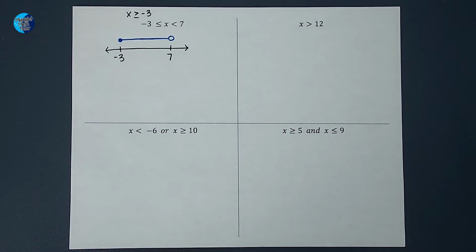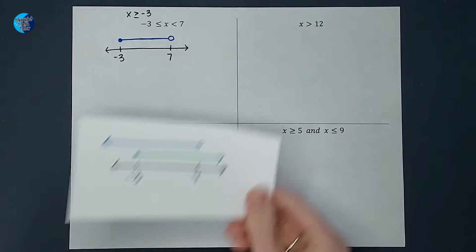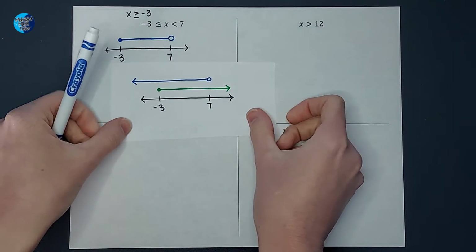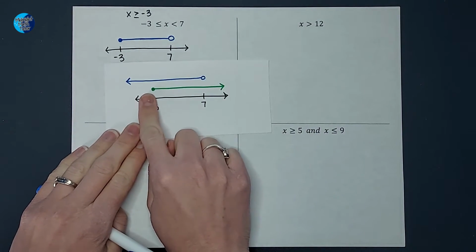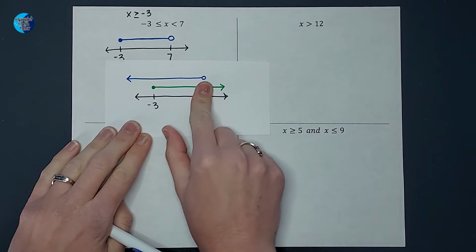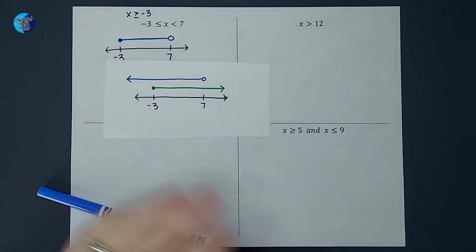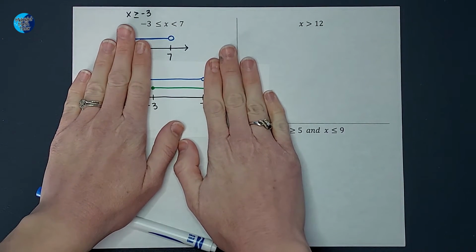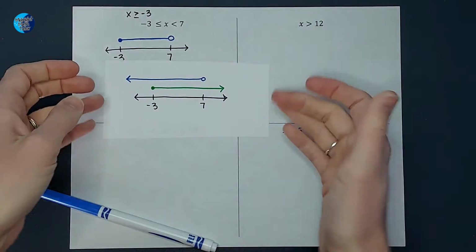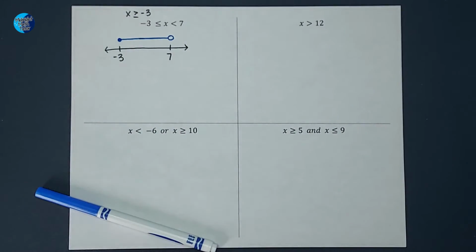Now, if that's a little confusing for you, you could do it like this. Some people prefer to do it like this. Say x is greater than or equal to -3 and x is less than 7, and then figure out it's an and one and cut it off like that. So whichever way you like better, go for it.